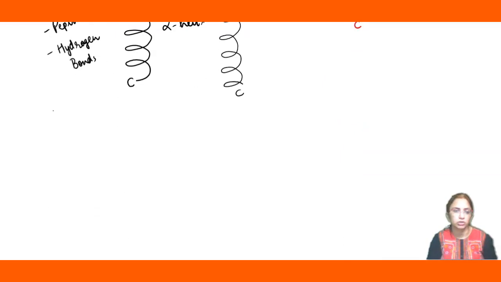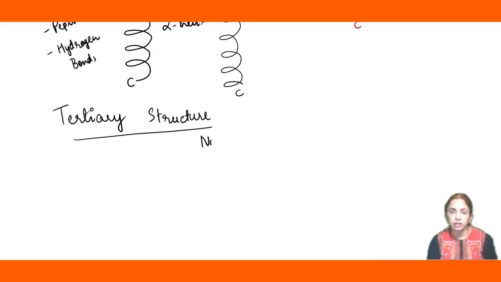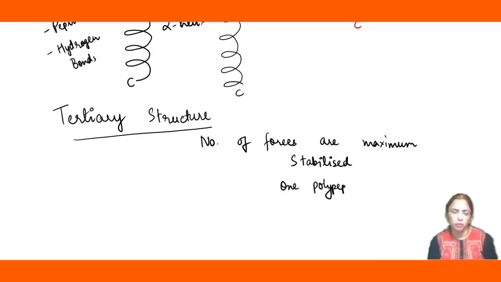And tertiary structure is very, very important. Now tertiary structure will be exhibited by a polypeptide only, and the number of forces are maximum in this. Means this is the most stabilized structure which is formed by one polypeptide. Okay, so one polypeptide, it may get coiled in number of forms to form the tertiary structure.